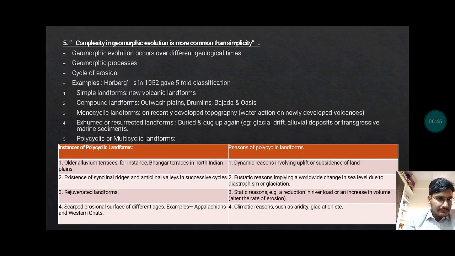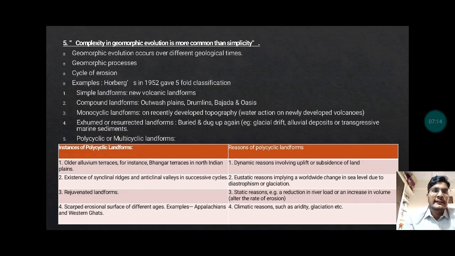Static regions could be a reduction in the river load or any increase in the volume of the river. So if there is an increase in the river load, it alters the rate of erosion, meaning it will increase the rate of erosion. And if there is a reduction in the river load, then it decreases the rate of erosion. So different types of topographies can emerge within the river valley.